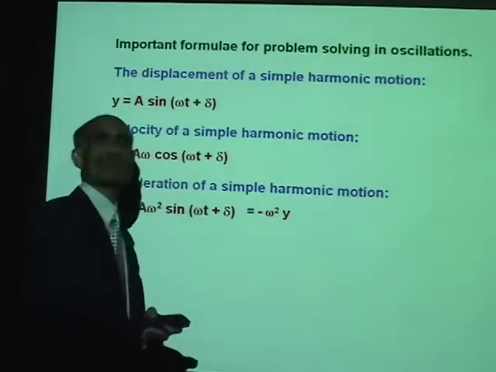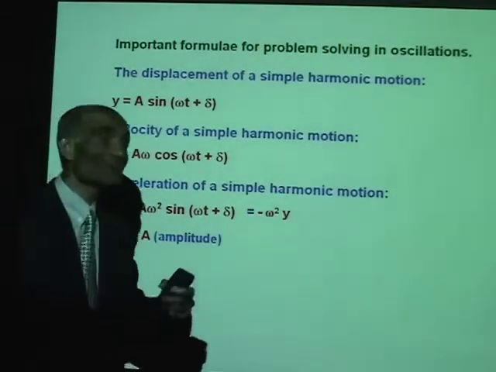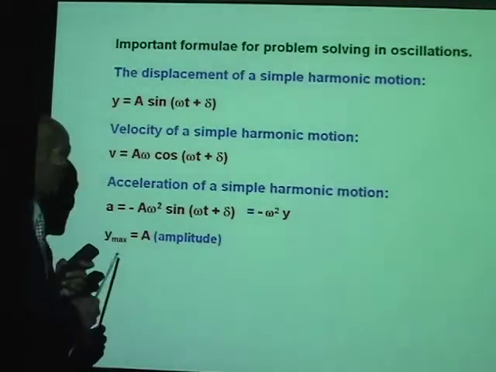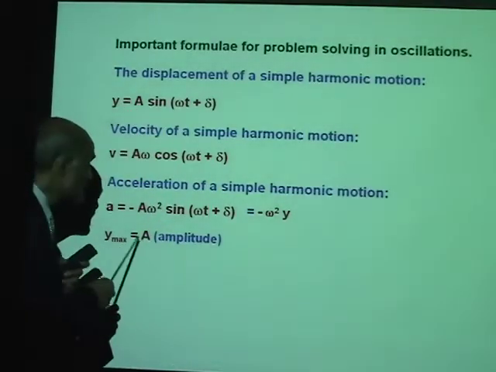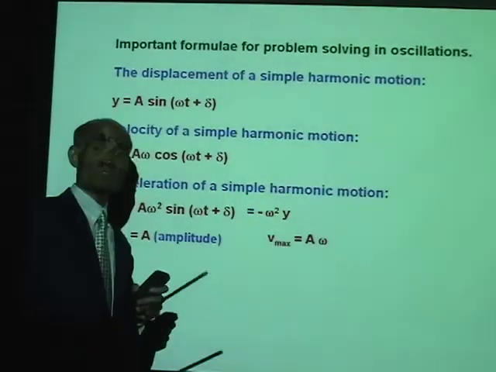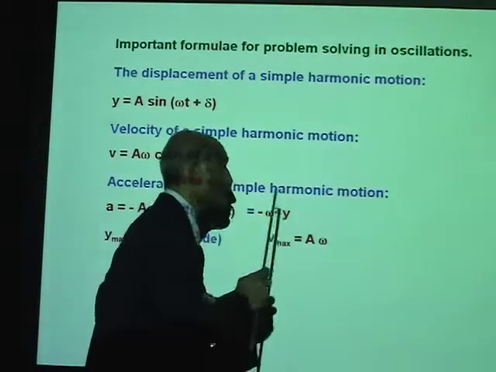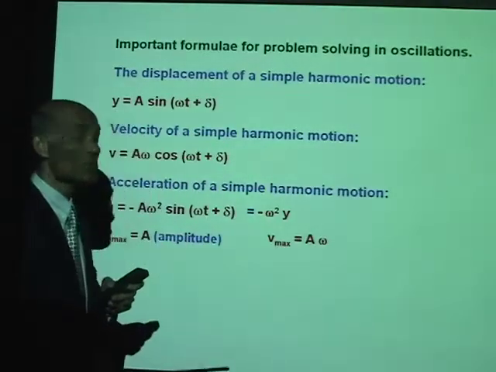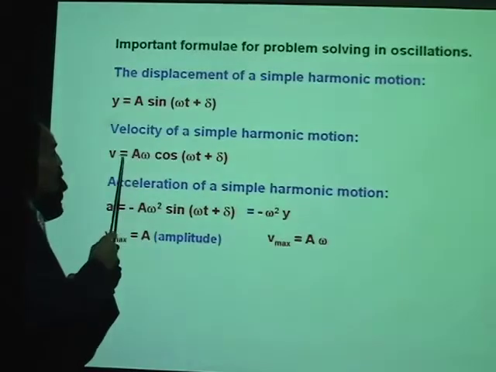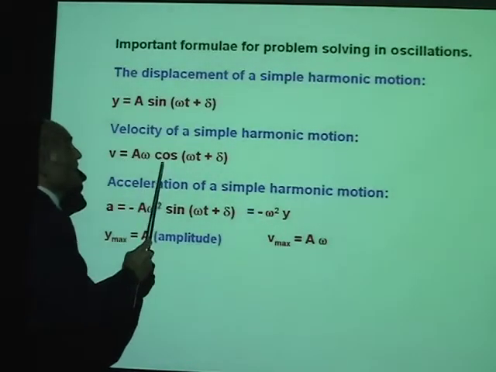There, of course, you know what omega is. Y max. What is the maximum value of the amplitude? Maximum value of the amplitude is a. What is v max? We just talked about it in the previous slide. The maximum value of the velocity is a omega. You can actually get that right from the velocity equation. You see?